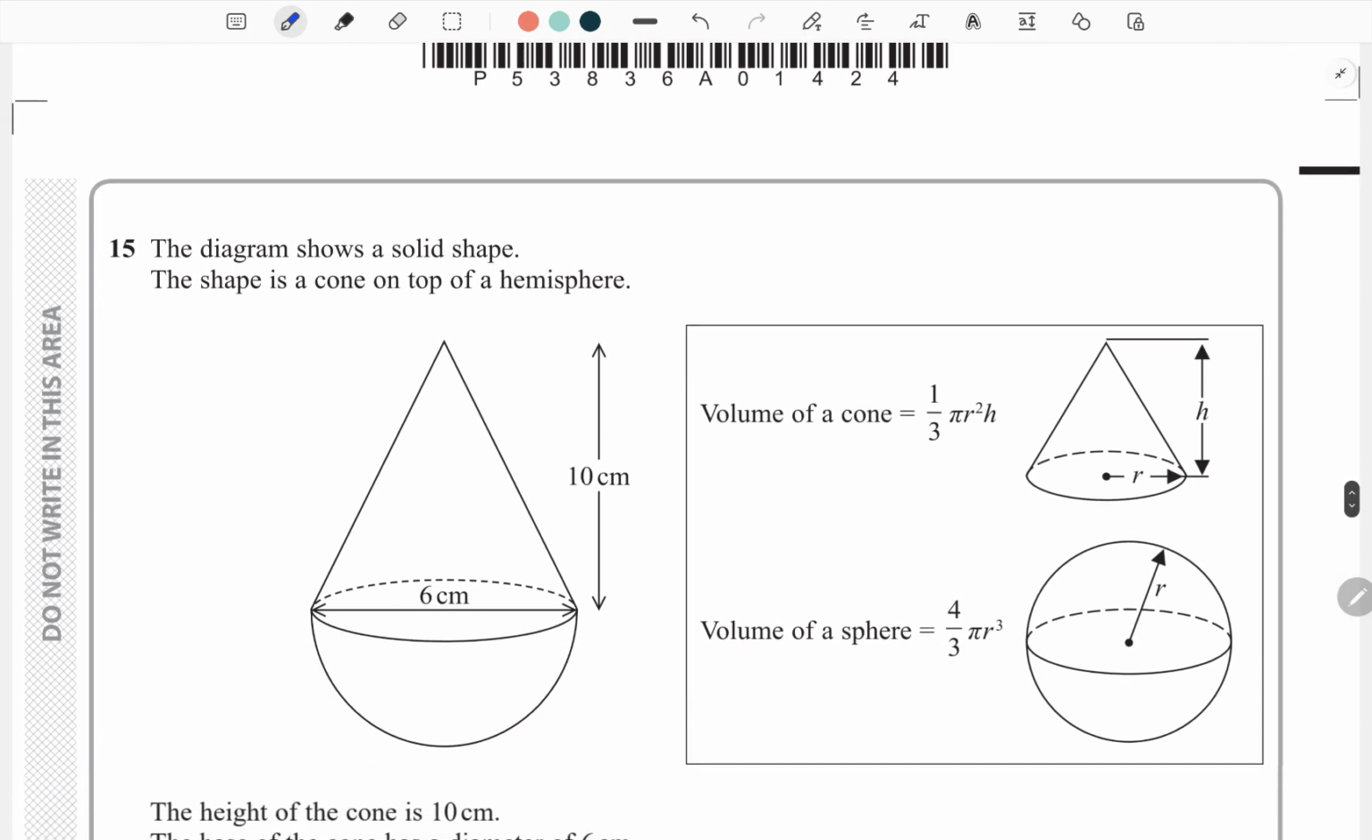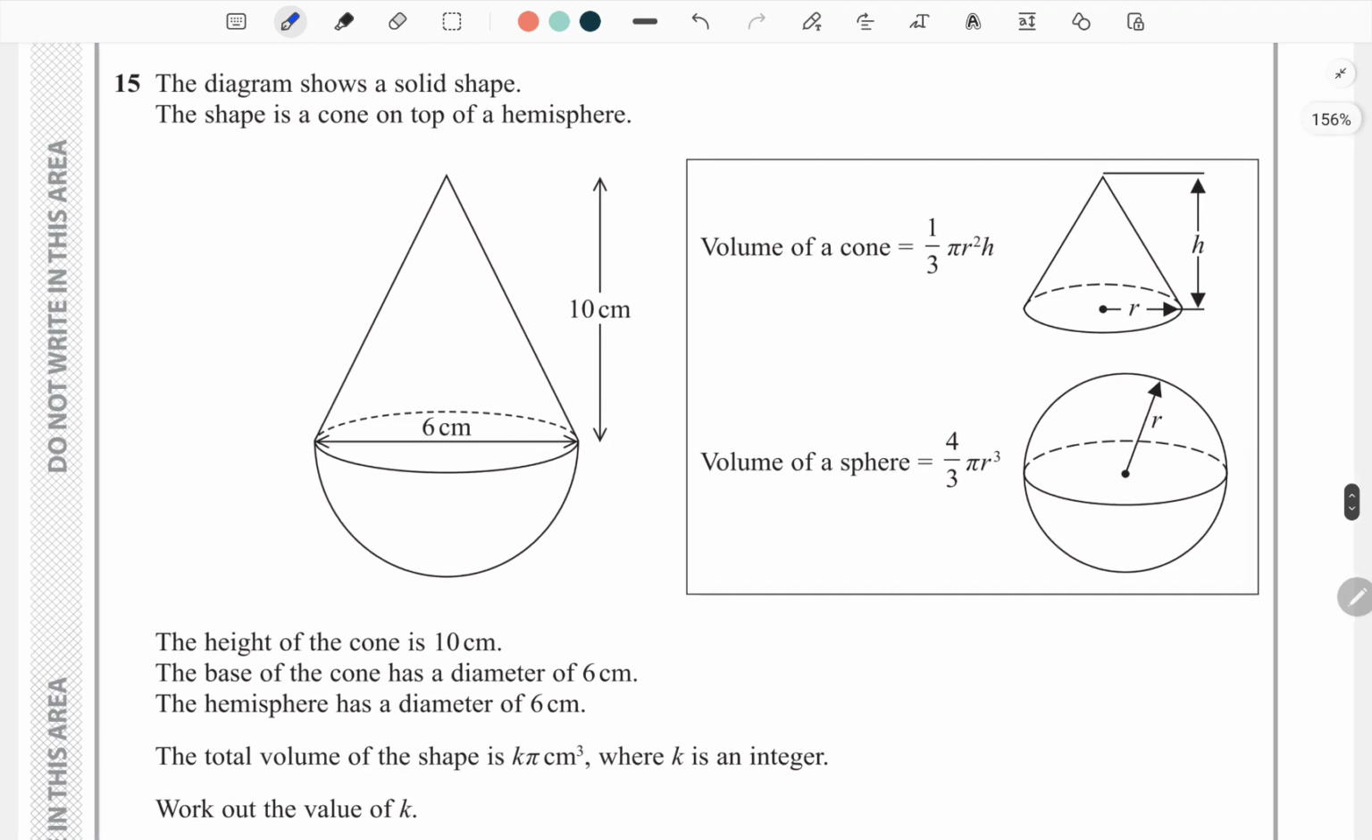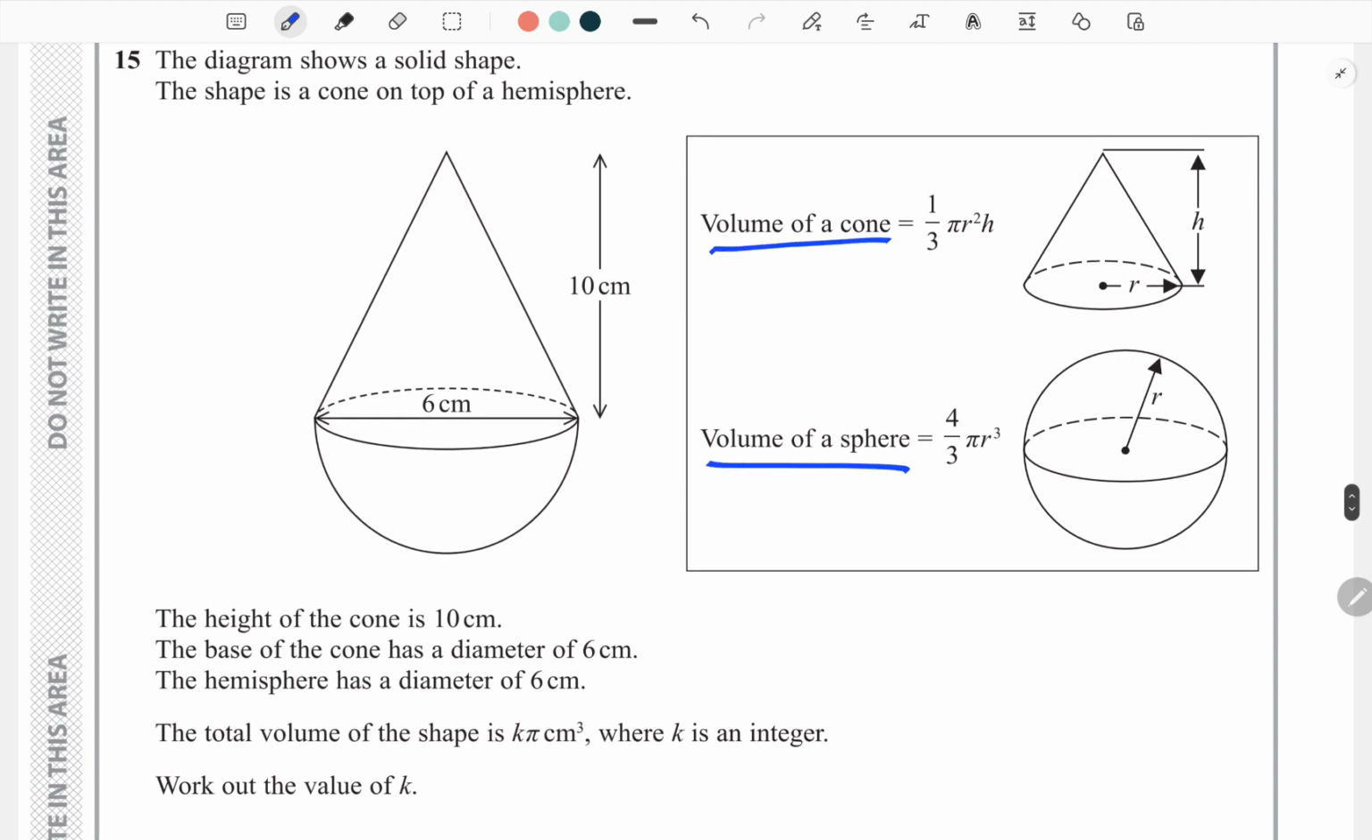All right, number 15. And this one is not as bad as it looks initially because they've given you all the formulas you need, the volume of a cone and the volume of a sphere. So they've given the data you need.